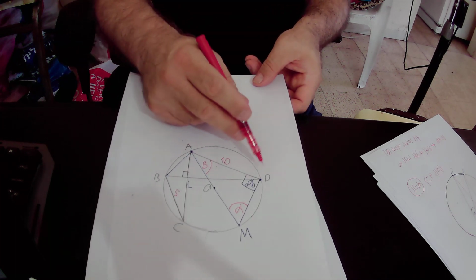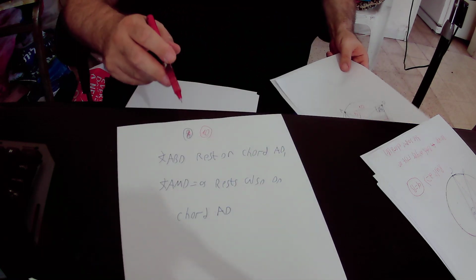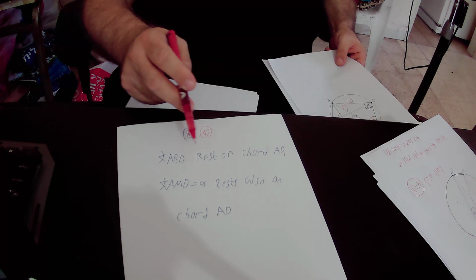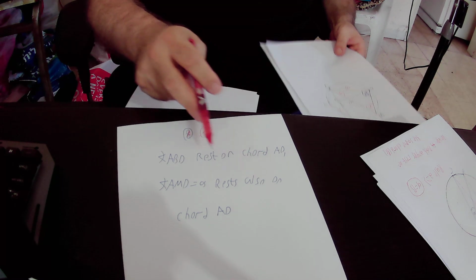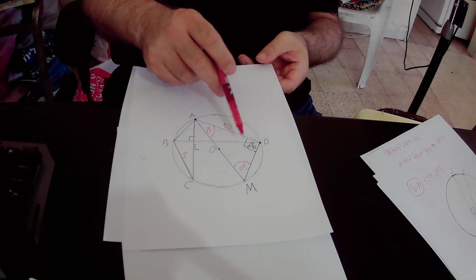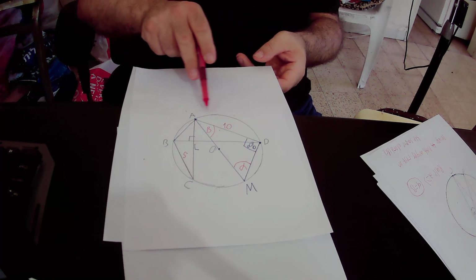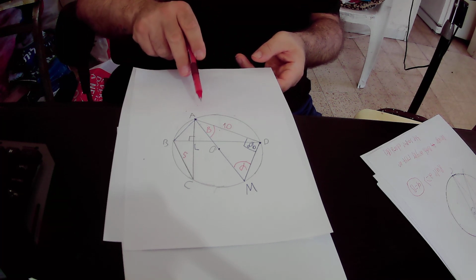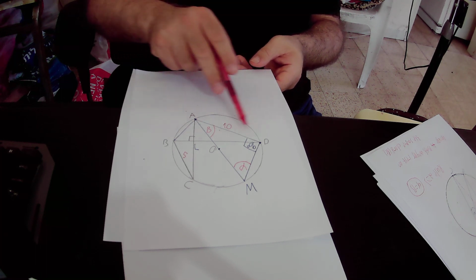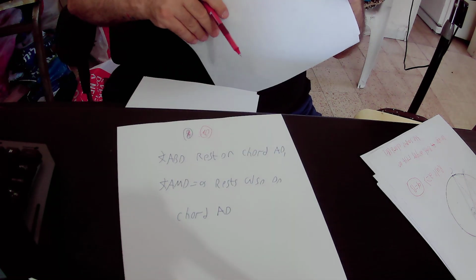Angle ABD rests on chord AD, and angle AMD that equals alpha also rests on the same chord AD. So according to rule number 2, angle ABD also equals angle alpha. Okay, so we write it down.